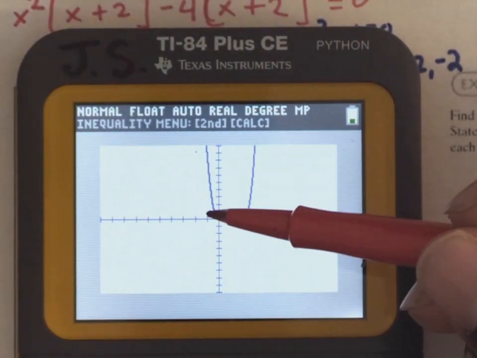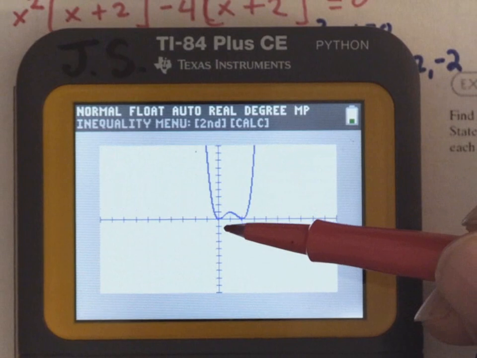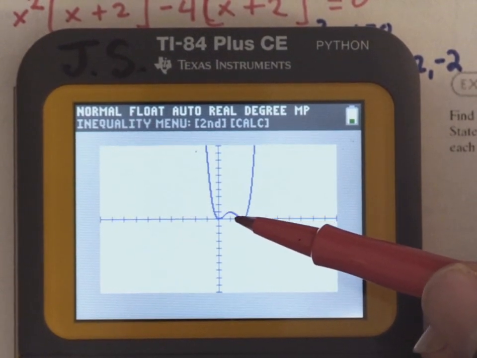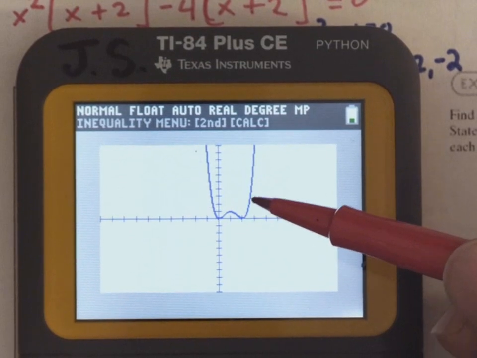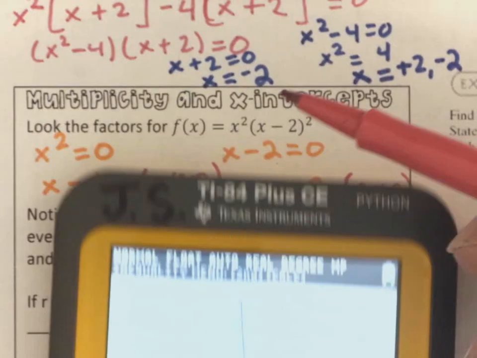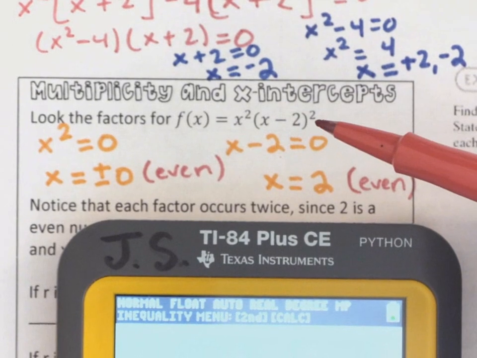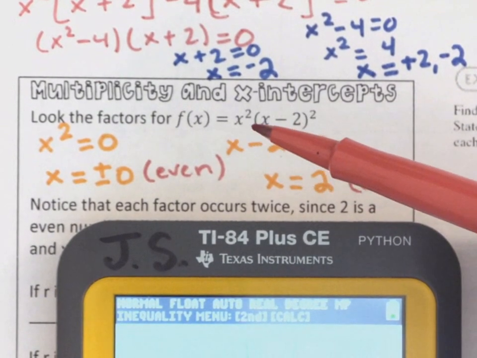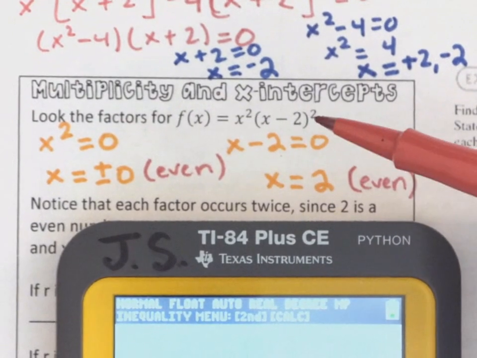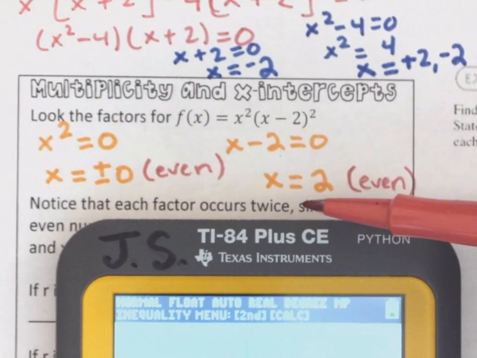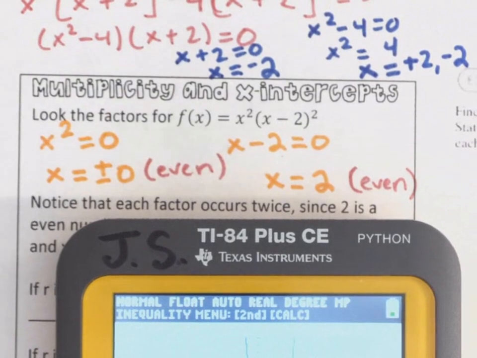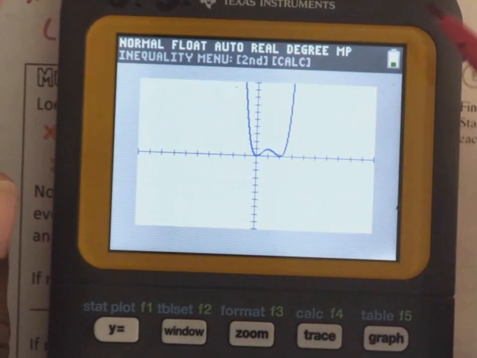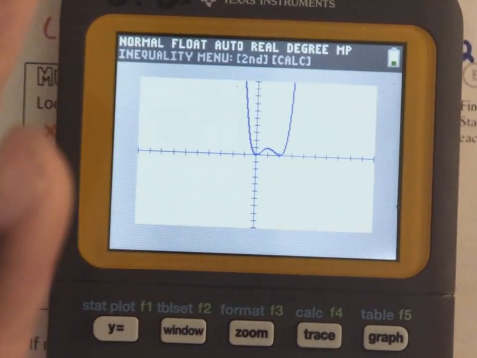All right, so notice, at 0 it didn't cross, did it? It touched and it turned. Here at 2, it touched and it turned. It didn't cross. What's the degree of this? 2 plus 2, 4. I know the ends will be going the same direction, right? It's positive. Rises left, rises right. Is this all kind of clicking together?